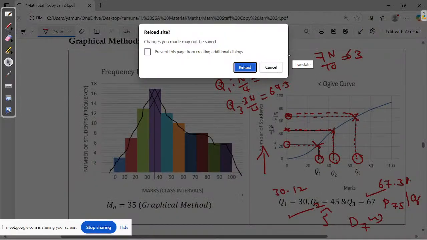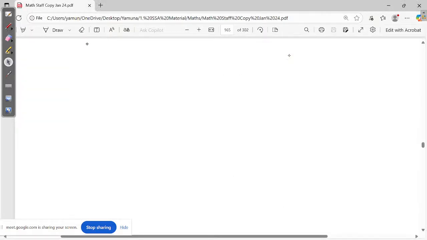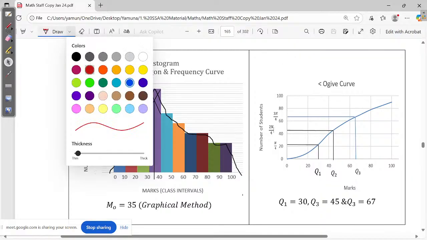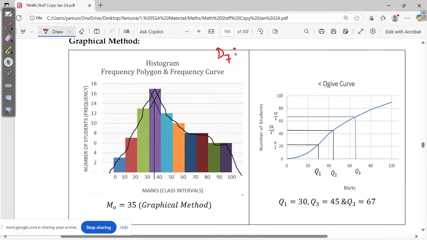Let me clean the board. Yes, with respect to D7, 7n by 10, which is 63 here. So 63, this is actually 66 something. So 63 will be somewhere over here. So it will be closer to this. From here, I have to drop a line.